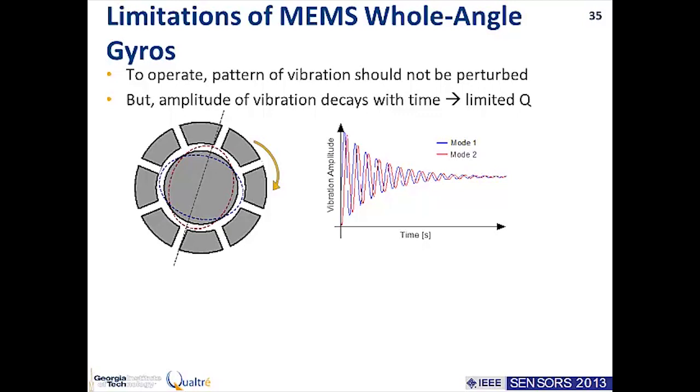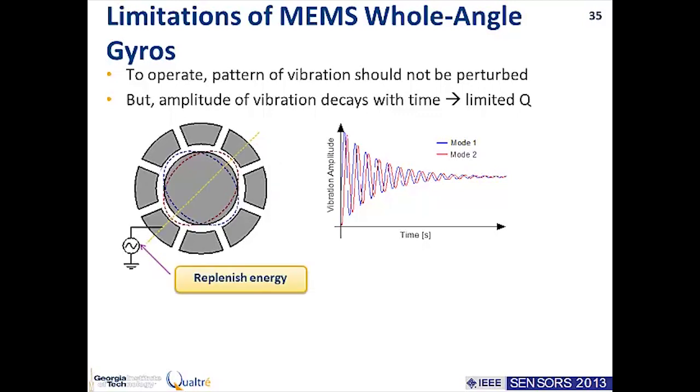The problem with that is that if you try to replenish the energy by using an electrostatic voltage aligned with the electrodes, then you're going to break the pattern of rotation. So basically your measurement gets completely corrupted. So you need to take these intervals of time in order to re-excite the structure. And if you have a very limited Q, then the time you have before you need to replenish is going to be smaller and smaller, and then the part becomes fairly unusable.